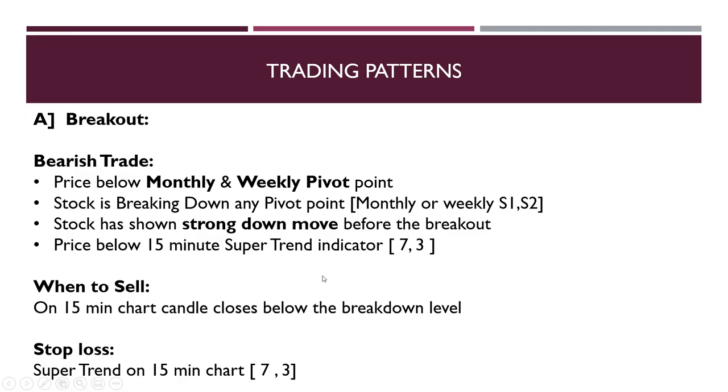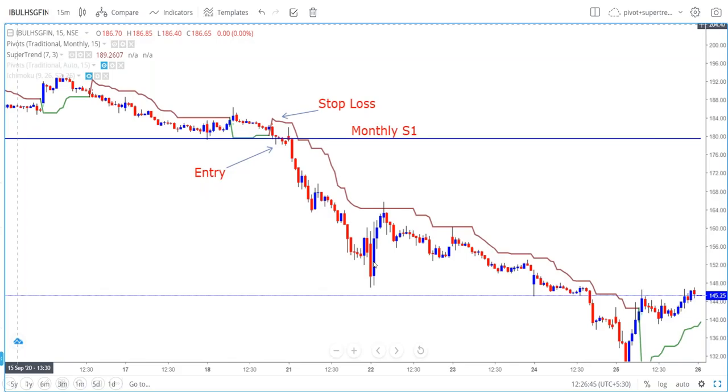Right guys, when the candle closes below the breakdown level, say S1, S2 on weekly or monthly S1, then we enter the trade, and the stop loss would be the 15-minute Super Trend level, which is 7-3. In this case, as you can see, it just touched the Super Trend line but never closed below it. On this candle, it closed below the monthly S1 line. The stock is already below the monthly pivot and weekly pivot. Here the stock closed below the monthly S1 line, so we can enter the trade with the Super Trend line as stop loss, and you can see how the trade moved. When price comes above the Super Trend line, you have to close it. So this is how this bearish trade will work.